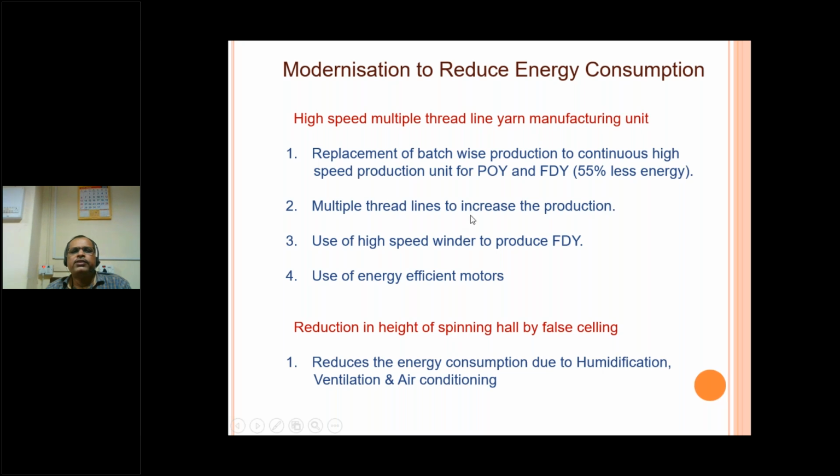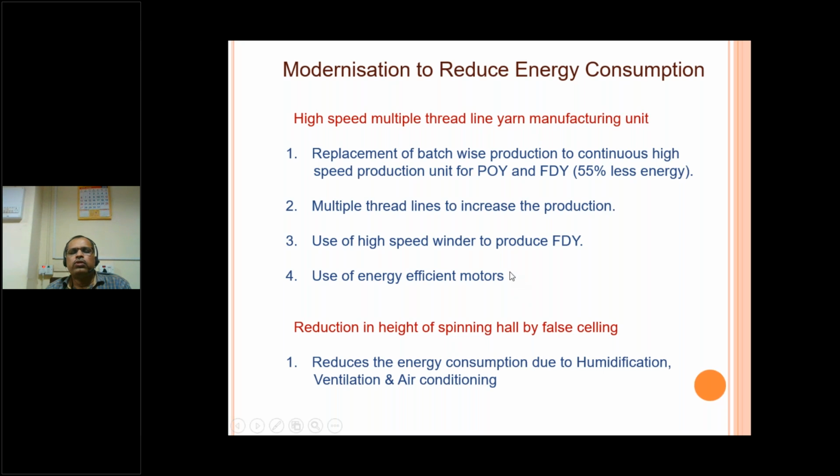Then multiple thread lines to increase the production. Whatever the manifold, whatever the polymerizer we have, we have to distribute it to multiple spinning lines to increase our production. Use of a high-speed winder to produce FDY directly. With a high-speed winder we can draw the yarn directly at above 6,000 meters per minute to prepare the FDY.